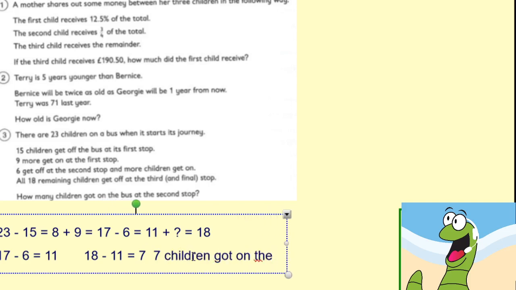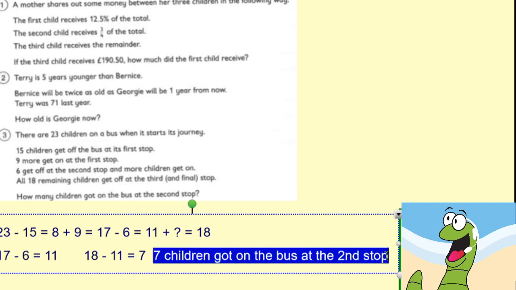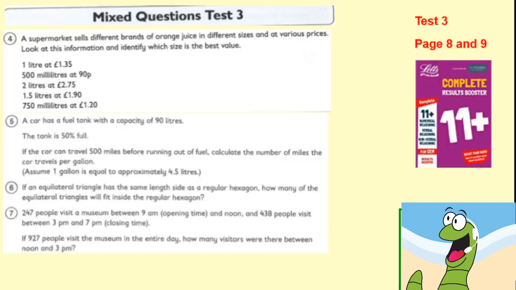And we take 11 away from 18, and that equals 7. So therefore, in answer to that, how many children got on the bus at the second stop? There's your answer. 7 children got on the bus at the second stop. There we go. Let's have a look at the next one.